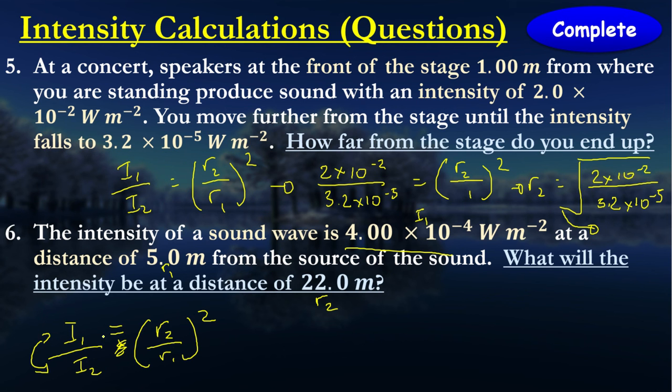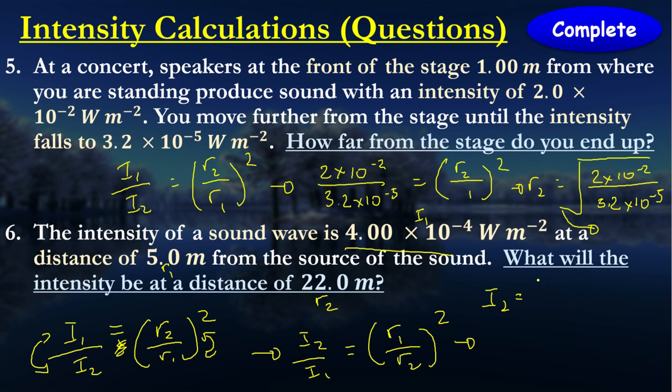What I'm going to do is invert the equation around here. So I'm going to get I2 over I1 equals R1 over R2 squared. You can see I've just flipped both sides around. So I2, the intensity, is R1, 5 meters, divided by R2, 22 meters, squared, times 4 times 10 to the minus 4. That's the intensity once we've moved from this position 1 here and then back a few meters there.